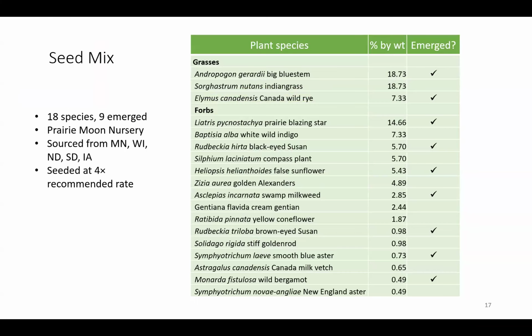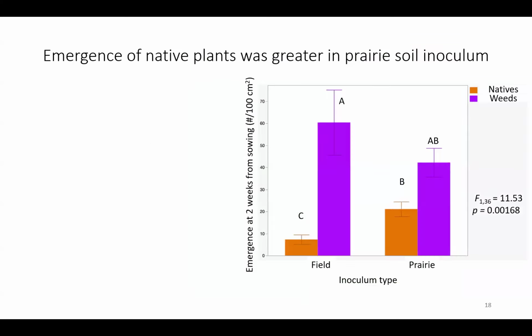And so he used a seed mix that was commercially available from Prairie Moon, and I'm just listing that here and not expecting you to look at all this information. But the main point is that in this first growing season of the 18 species that he seeded in, half of them emerged. And he seeded at 4 times the recommended rate because he needed this to work the first time through as a master's student. So what did he find?